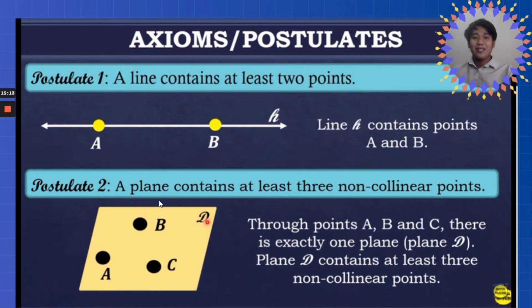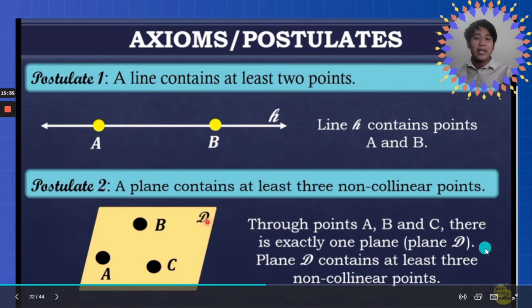What is a plane again? It is a surface, two-dimensional, where it extends in all directions. A line only extends in both directions, left and right, up, down. How about a plane? In all directions. Through points A, B, C, there is exactly one plane, plane D.